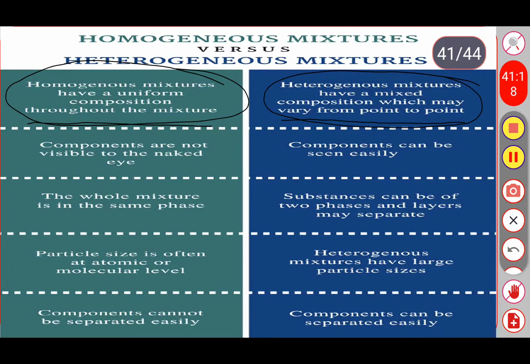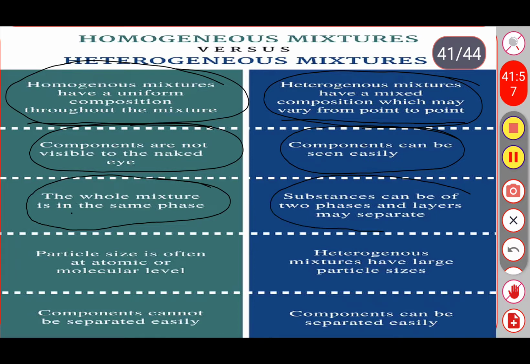Next one, in a homogeneous mixture the components are not visible to the naked eye. In a heterogeneous mixture, components can be seen easily. In a homogeneous mixture, the whole mixture is in the same phase. It means every homogeneous mixture has only one phase. A heterogeneous mixture, such as a suspension, can have two phases and the layers may be separated. Heterogeneous mixtures can have more than two phases also.